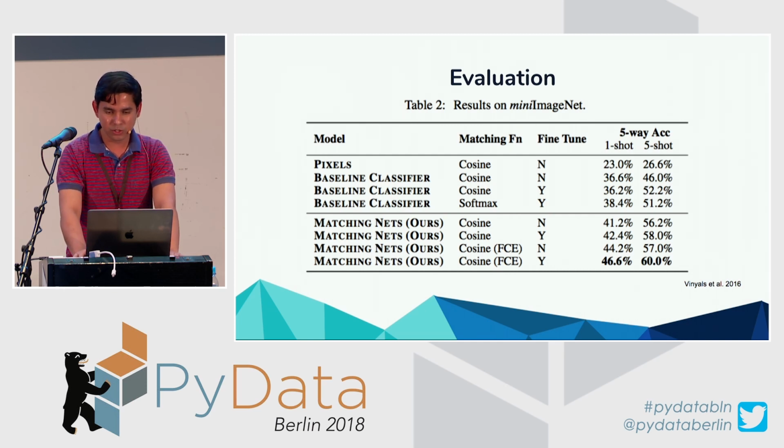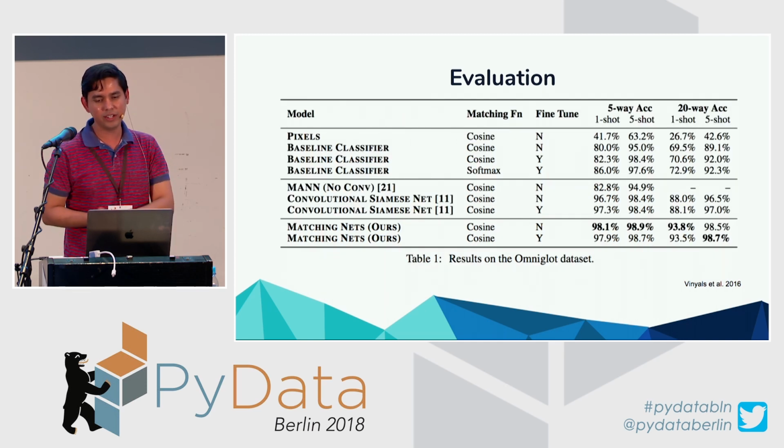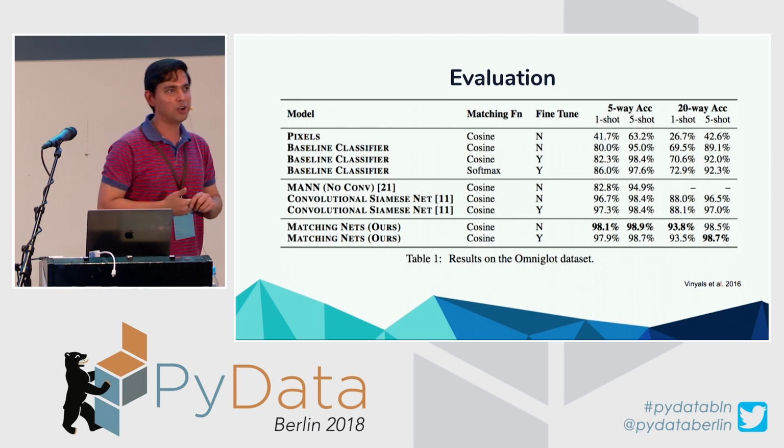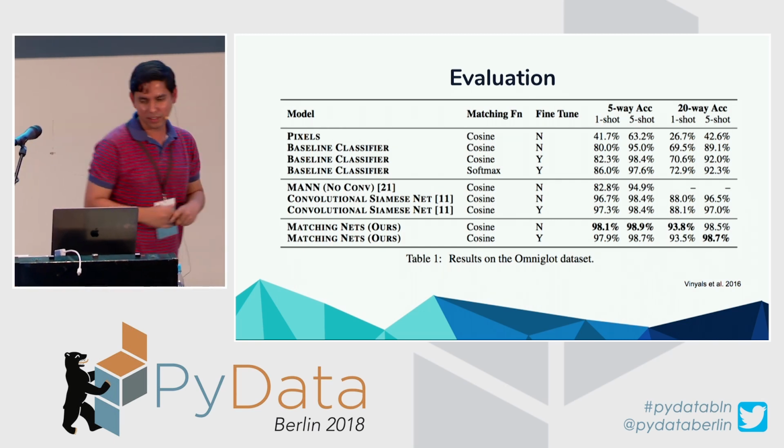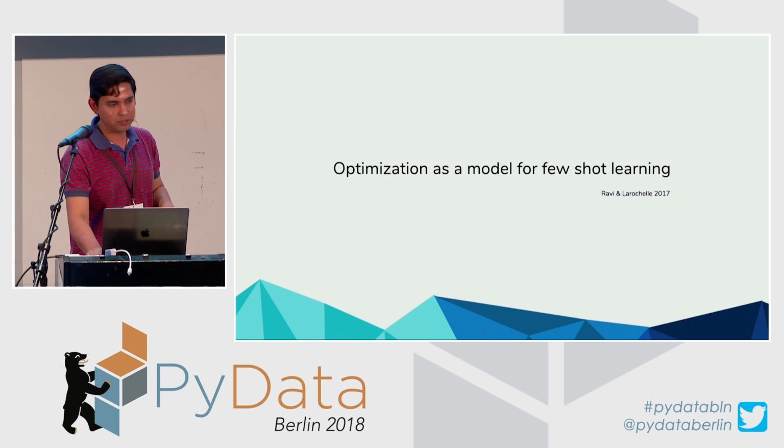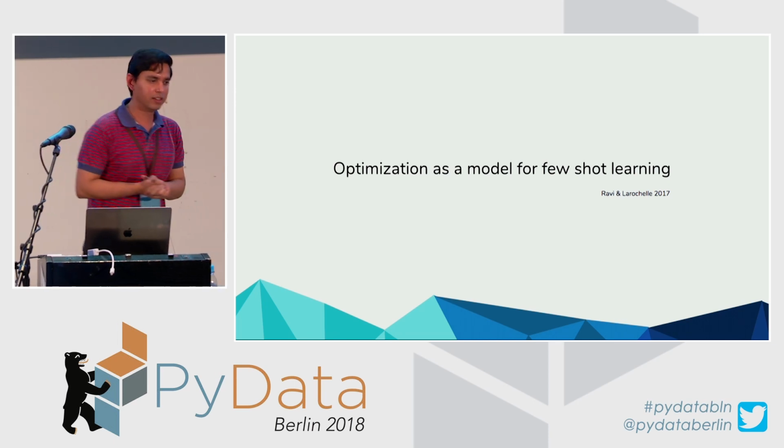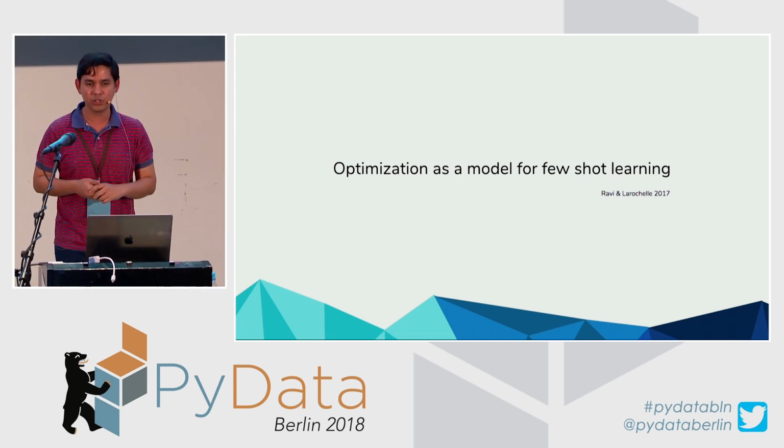So very well so far. If you have already got 98% accuracy, how much can you do better than that? And that brings us to the next paper, Optimization as a Model for Few-Shot Learning.